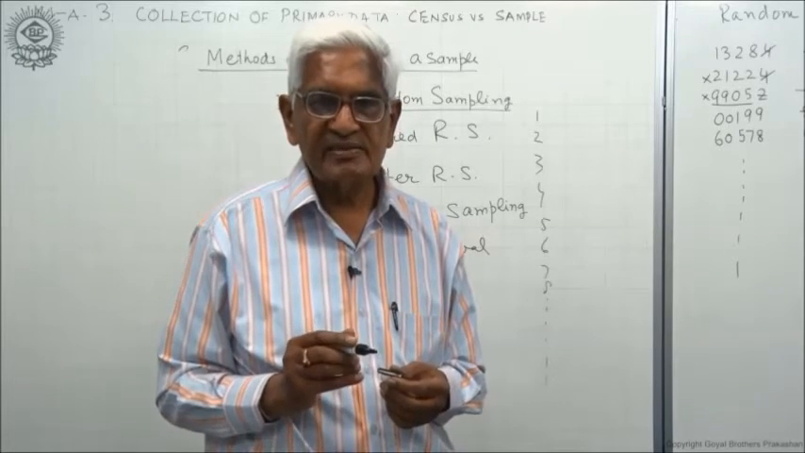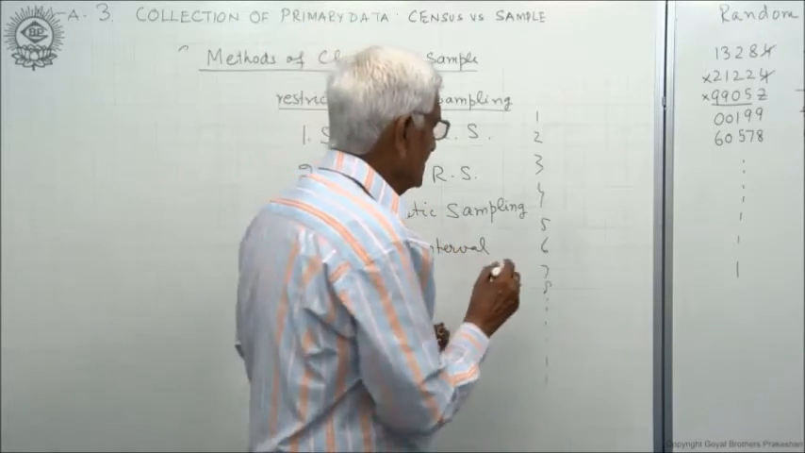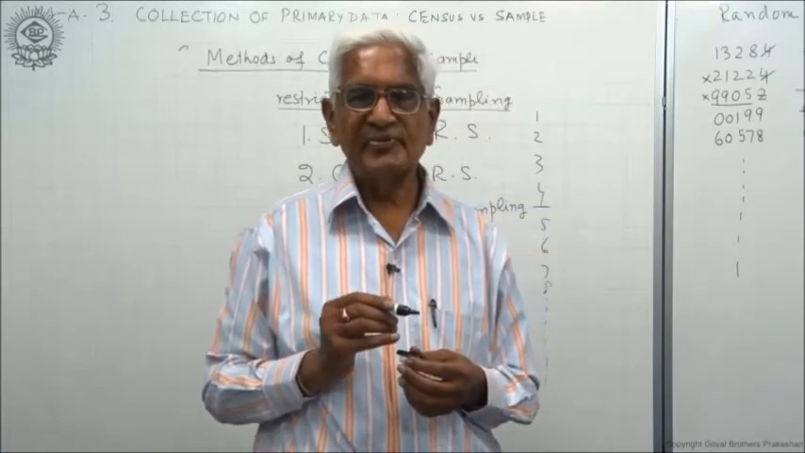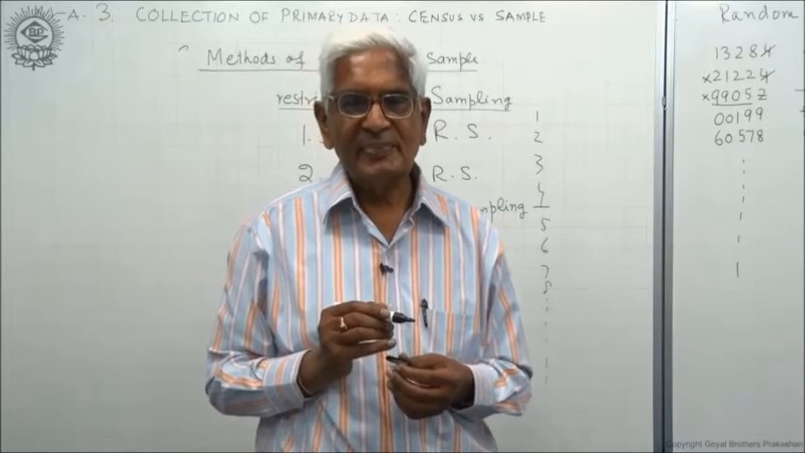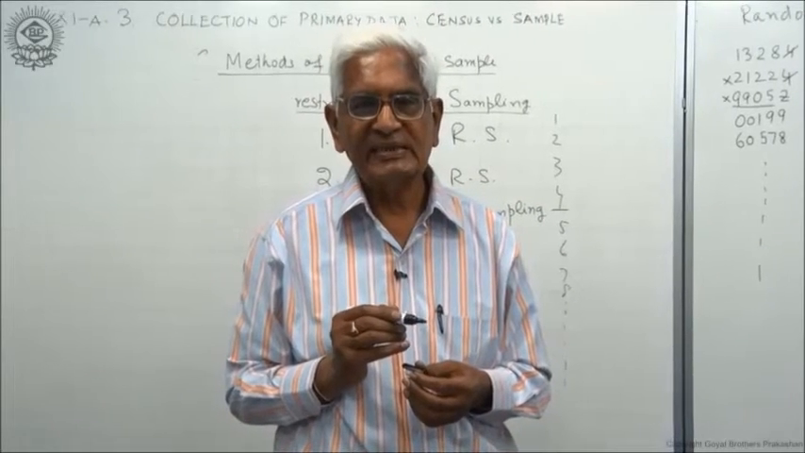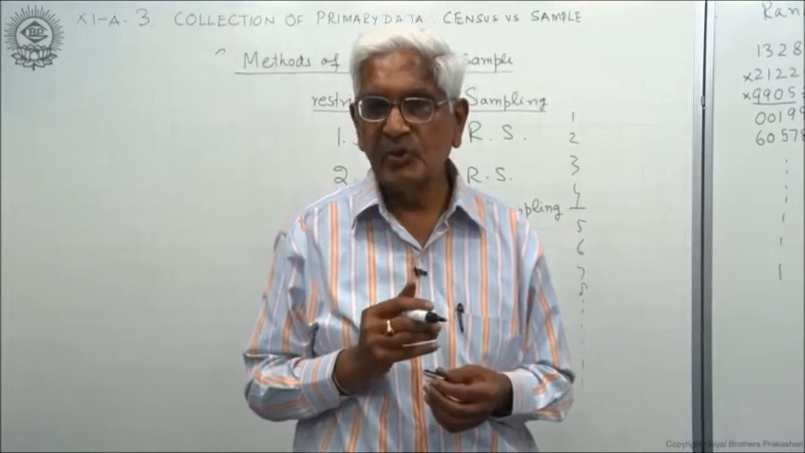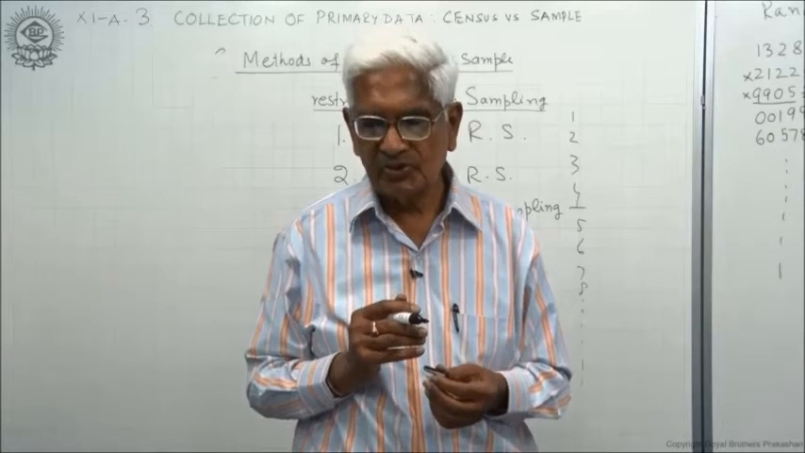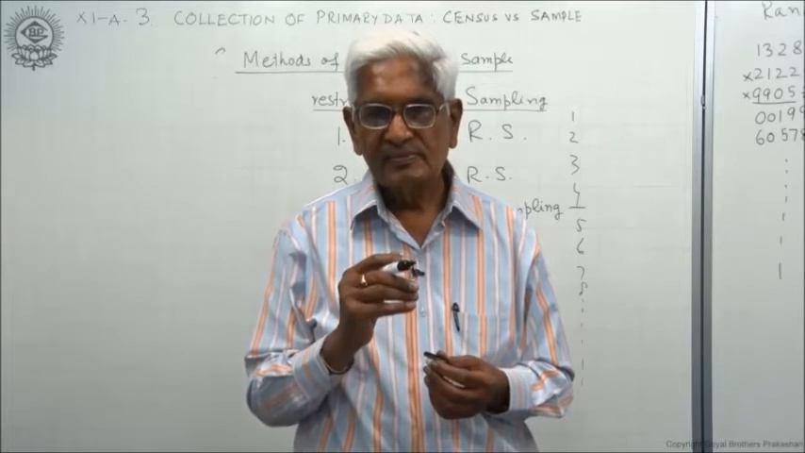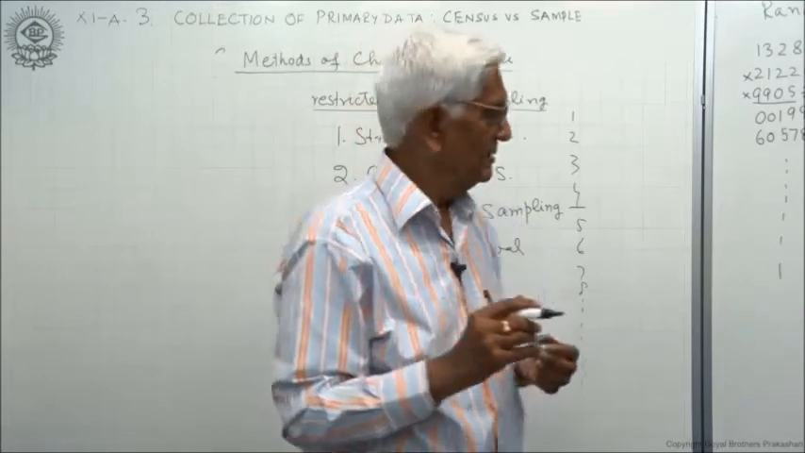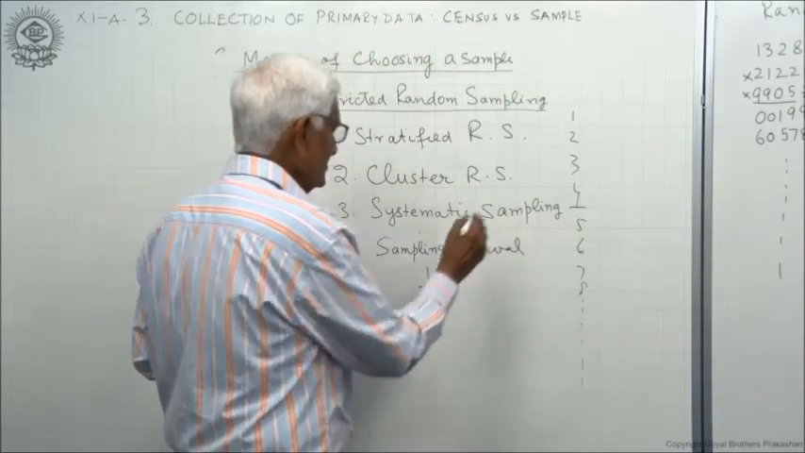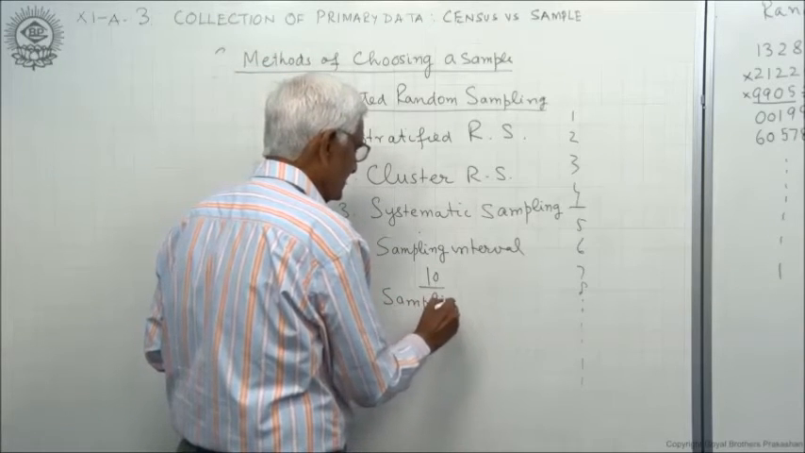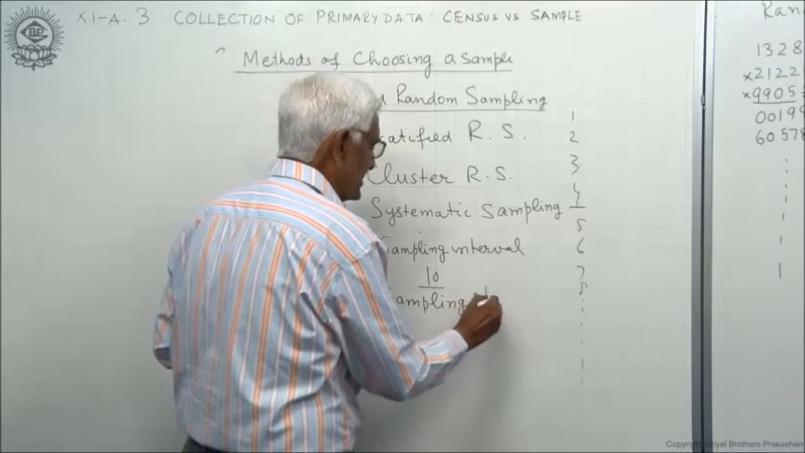Now, how will you start selecting? Say, I select 4. I start with 4. That means the next student will be 14th, next will be 24th, next will be 34th, next will be 44th. Like that. So when you select in this way, usko hum bolte hain sampling start.